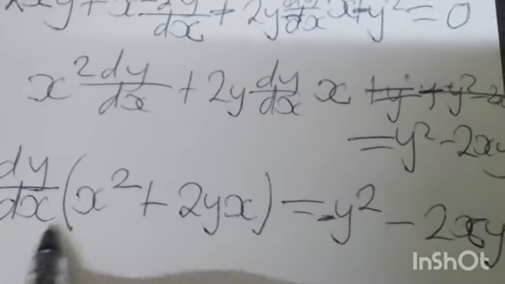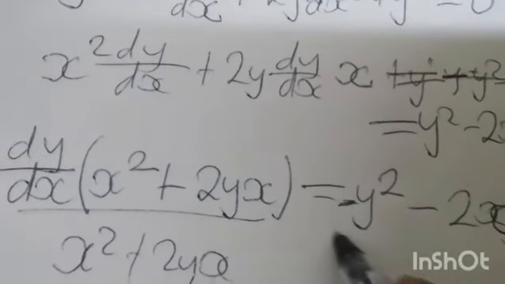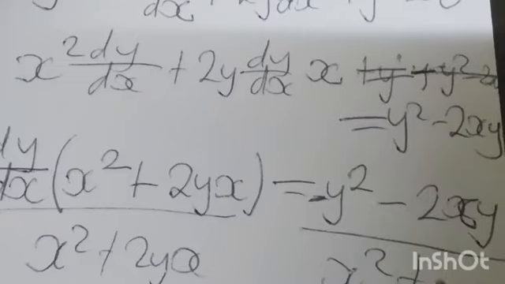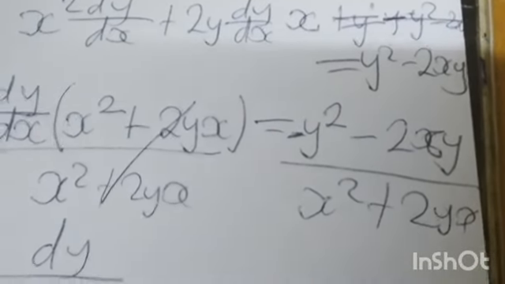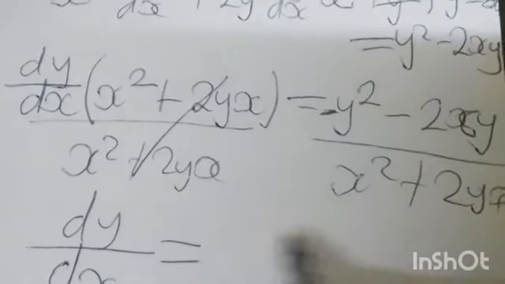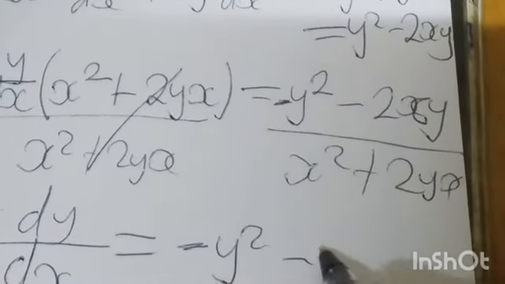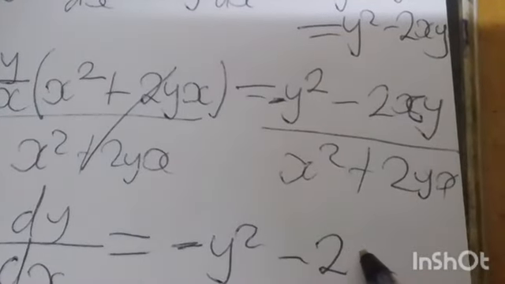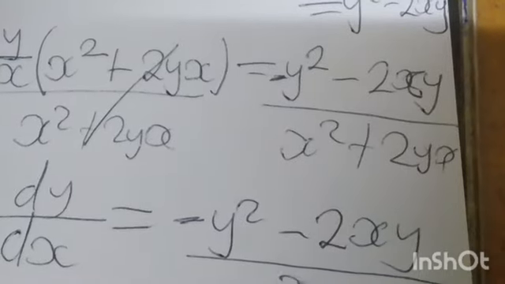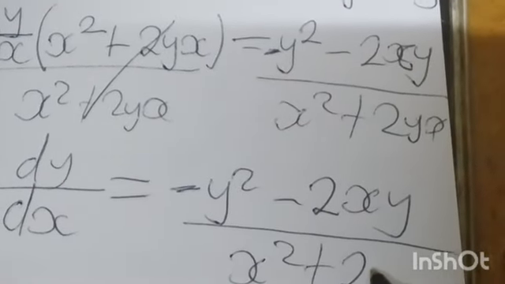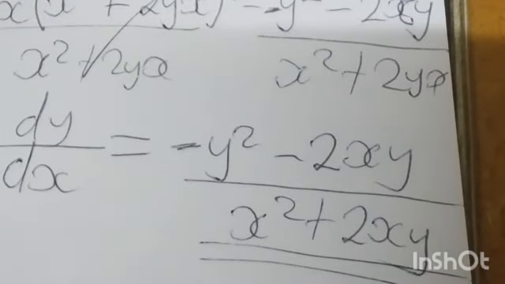Then you divide everywhere by x squared plus 2yx. So our dy over dx will simply be negative y squared minus 2xy over x squared plus 2xy. You are done with this function, as simple as that.